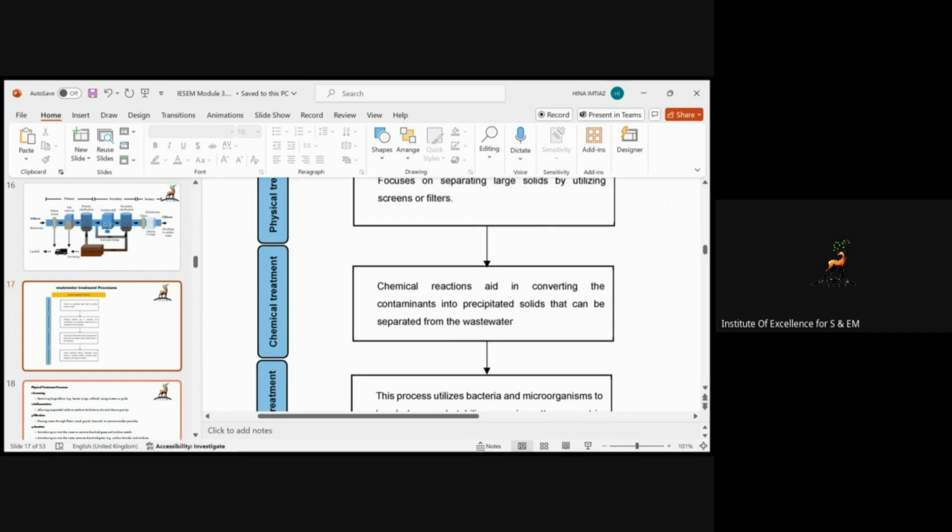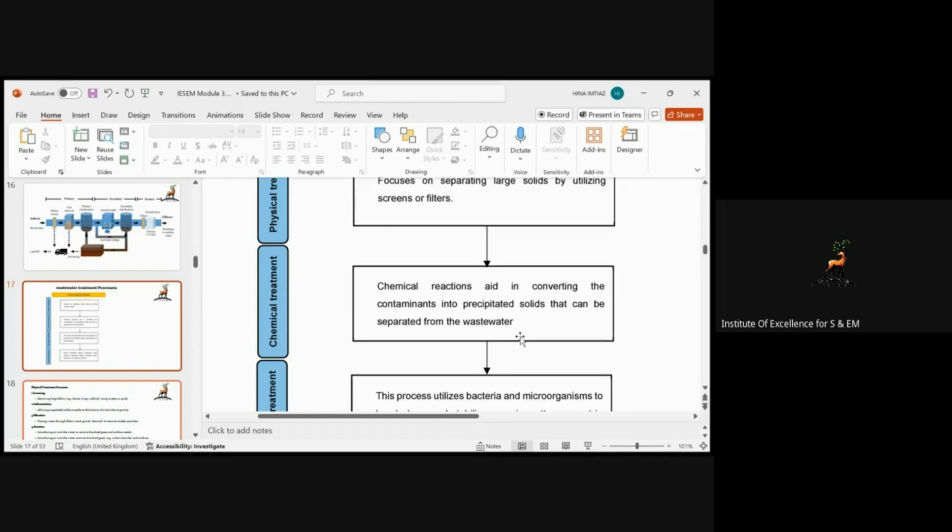But in chemical treatments, as the name represents, chemical reactions aid in converting the contaminants into precipitated solids that can be separated from the wastewater. You can introduce certain types of chemicals into the wastewater that convert that particular contaminant into precipitated solid form. So you can remove that contaminant by using any kind of sieves or membranes.